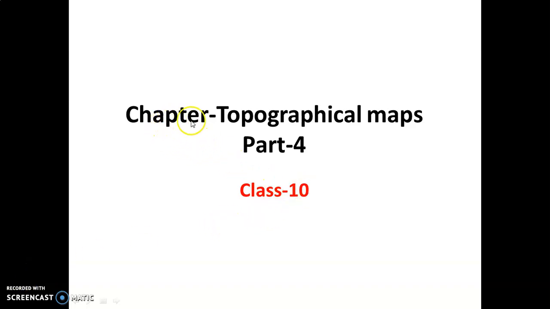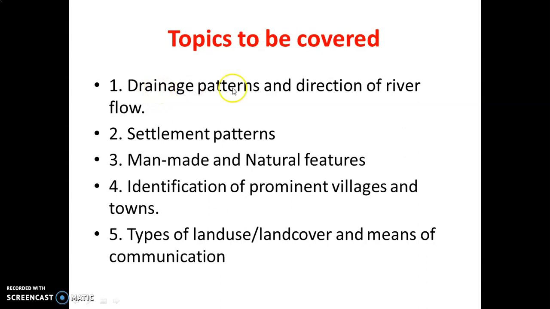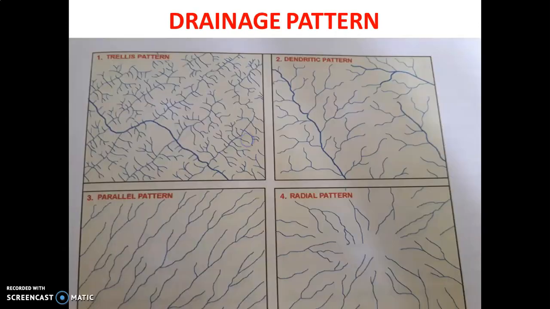Today I am going to start with chapter Topographical Maps part 4. In this video I am going to explain drainage pattern, direction of river flow, settlement patterns, man-made and natural features, identification of prominent villages and towns, types of land use, land cover and means of communication. So let's learn about drainage pattern.